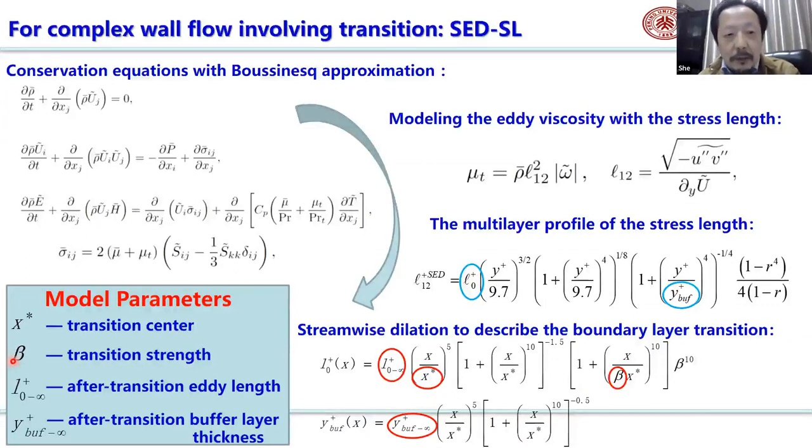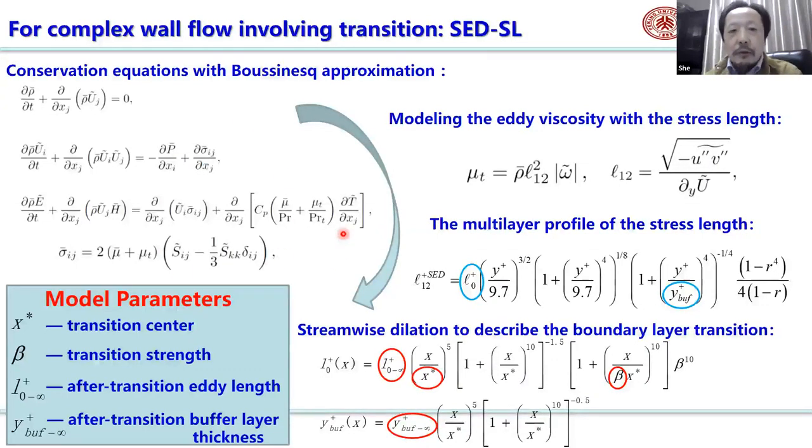And there's another parameter, beta, which describes the transition strength. For strong incoming turbulence fluctuation, there will be an overshoot, and that is described by beta. So this is essentially a quantification of the transition region. And of course, the 2 other parameters describe the fully developed region.